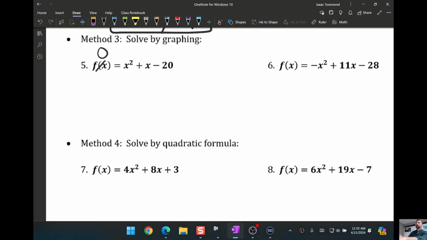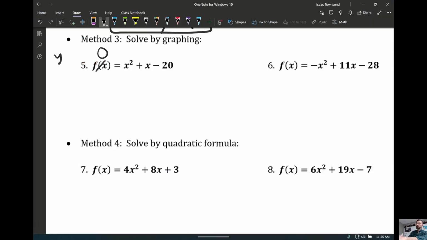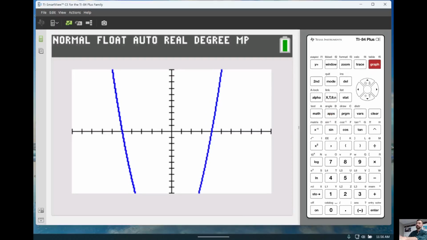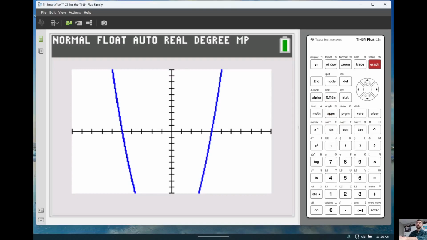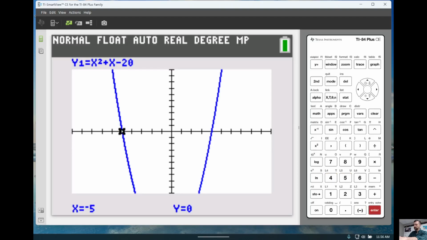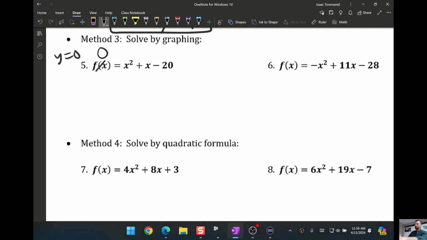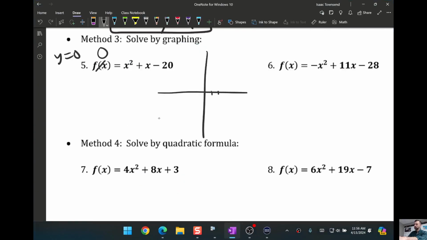If I'm trying to figure out where this guy equals 0, I'm trying to figure out where y equals 0. And y equals 0 is the same thing as saying x-intercepts. So that looks to be at 4 and -5. So on your paper, if you would just sketch a quick little graph that goes through 4 and -5. Graphing is super convenient, but again, you have to have a calculator to be able to do that.